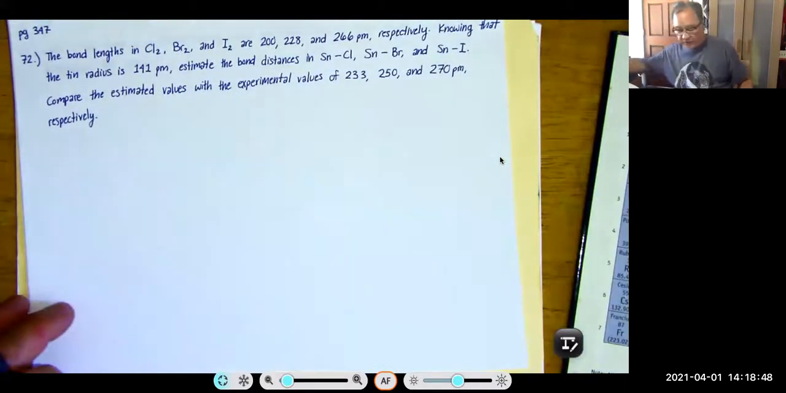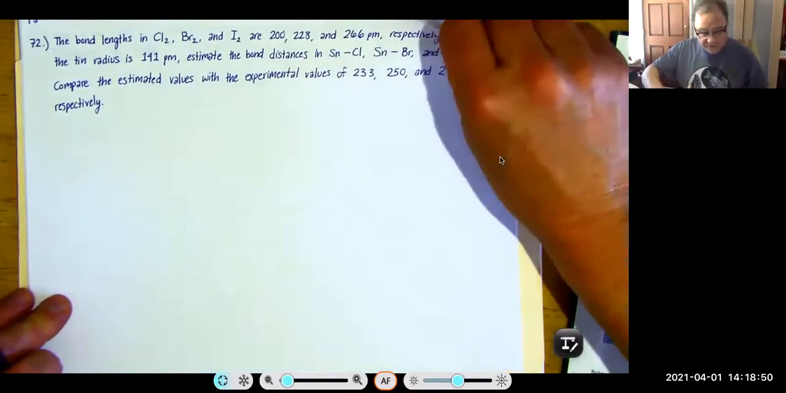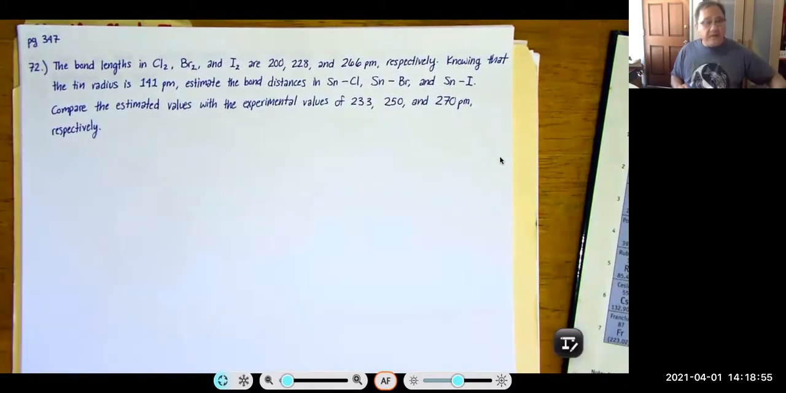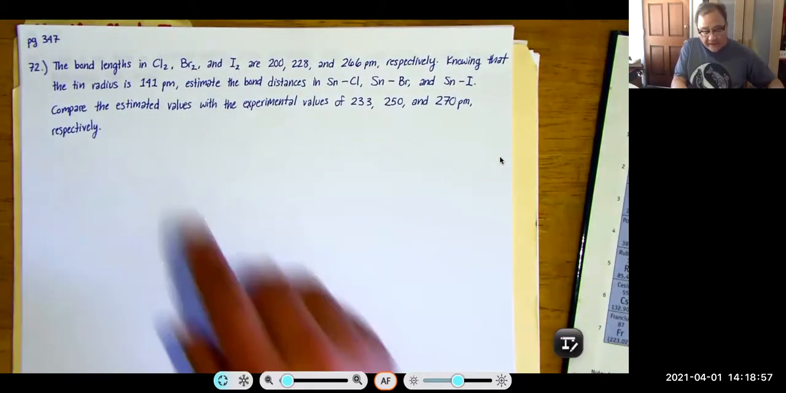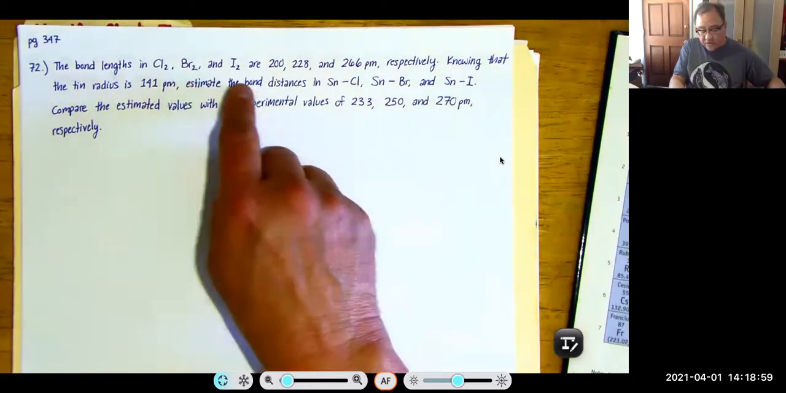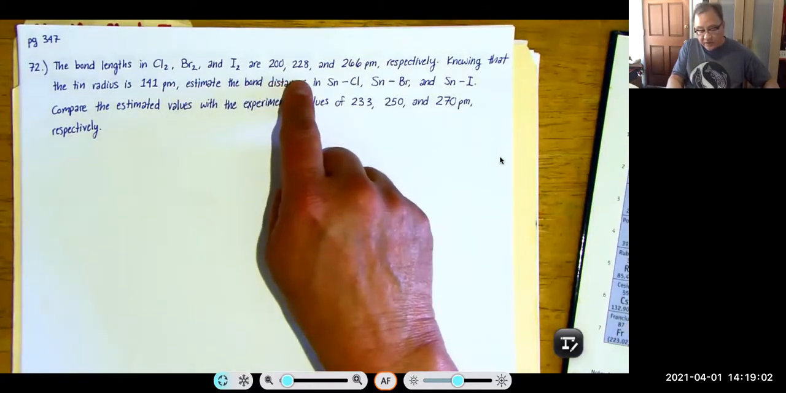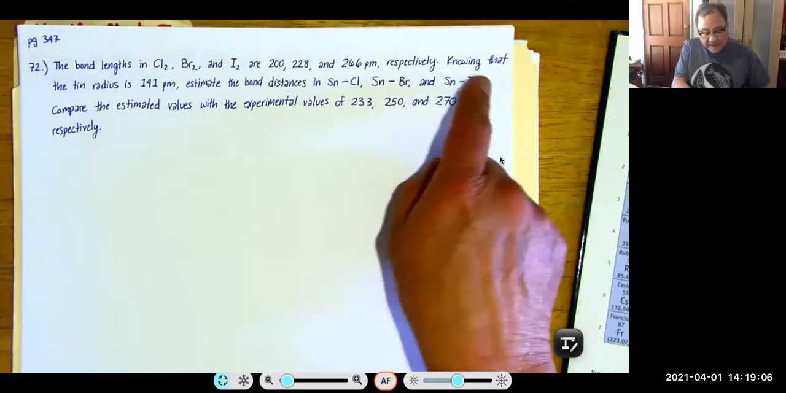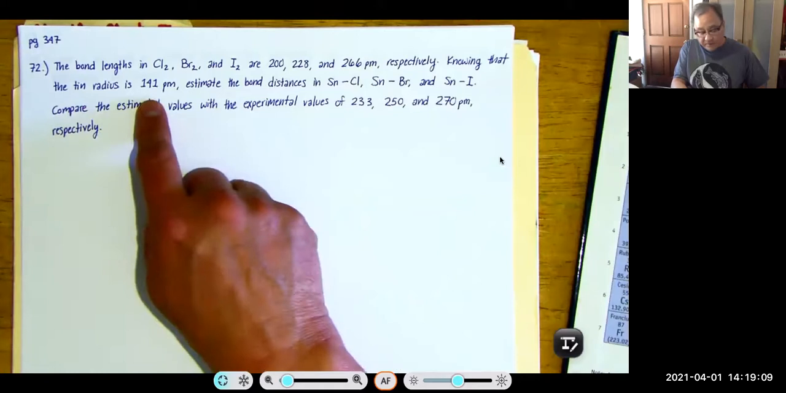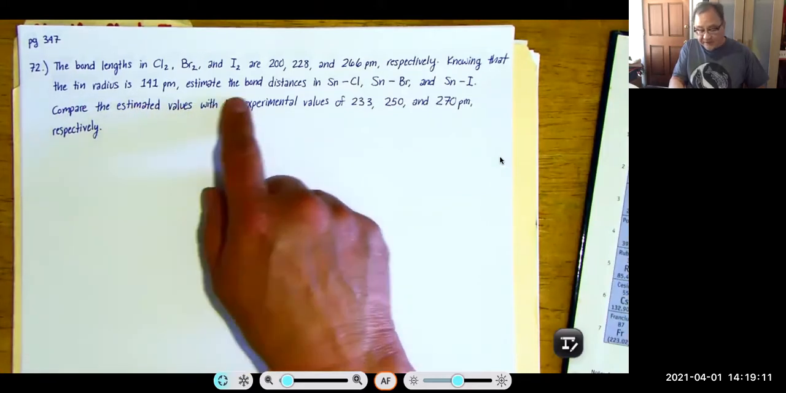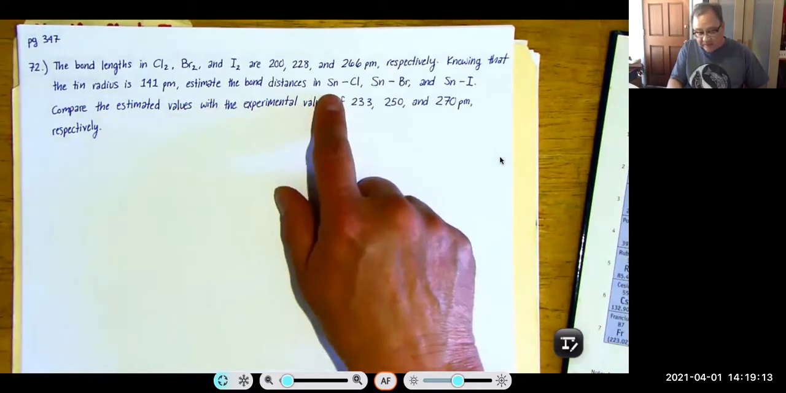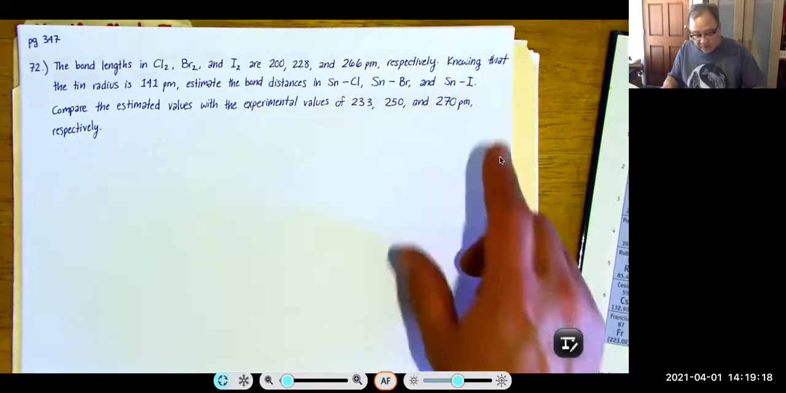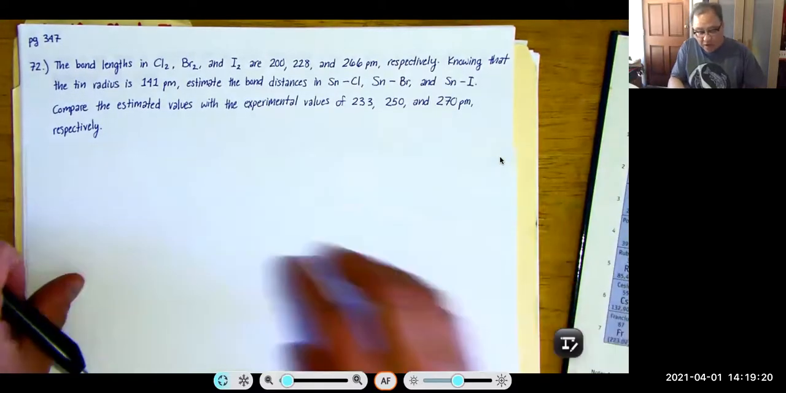All right, so 70 was clearly too long of one to do. So we're going to look at 72. The bond lengths in chlorine, bromine, and iodine are 200, 228, and 266 picometers, respectively. Knowing that the tin radius is 141 picometers, estimate the bond distances in tin and chlorine, tin and bromine, and tin and iodine. Okay, so the way we're going to do this is we're going to draw each of these.